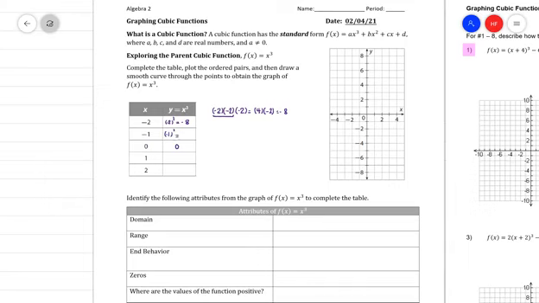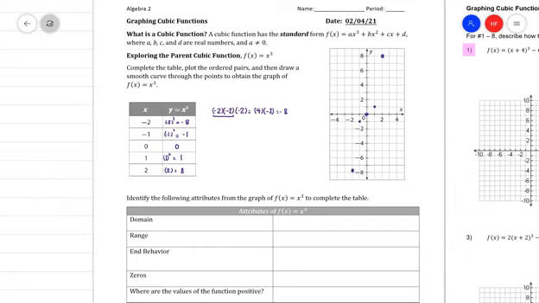Negative 1 cubed would be negative 1 times negative 1 times negative 1, which results in a negative 1. Then 1 cubed would be 1 times itself 3 times, so it'd be 1 times 1 times 1, which is 1. And then 2 cubed is 2 times 2 times 2, which is 8. So we start at 0, 0. I'll do the positives first. So 1 goes to 1, and 2 goes up to 8. Then the negatives, we have negative 1 goes to negative 1, and negative 2 goes to negative 8.